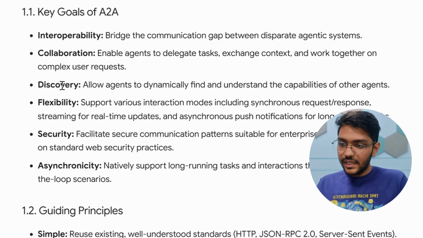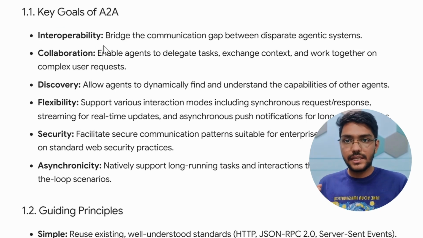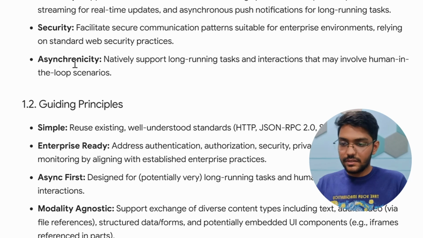So we have the key goals here, which is interoperability. That means, let's say you have an agent in LangChain and the other agent is in CrewAI. These two agents can talk to each other. This is the interoperability that is mentioned here. The second one is collaboration. So it is able to delegate tasks, exchange context. Yes. So discovery is done through agent cards, flexibility, and also we have the security for communication and asynchronicity support.